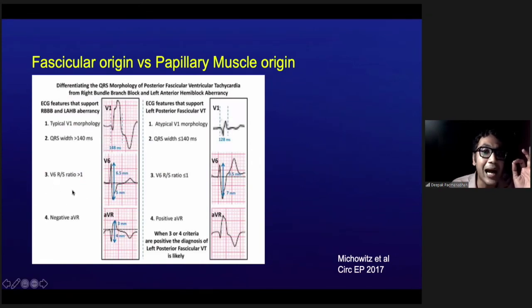The V6 R to S ratio is typically greater than 1 because the fascicle, which is exiting, is in the mid cavity of the LV, whereas for the ventricular tachycardia, it could be very apical too, thereby not giving you the characteristic V6 R to S ratio.